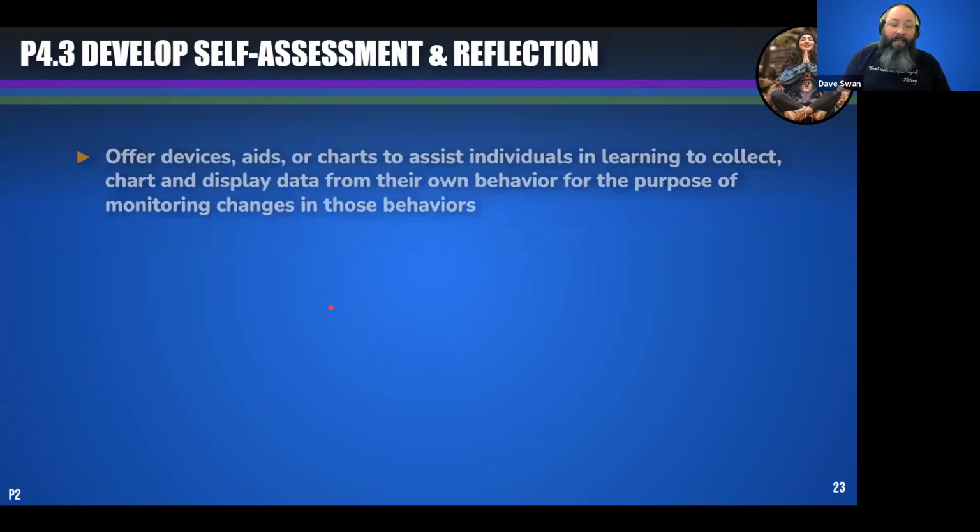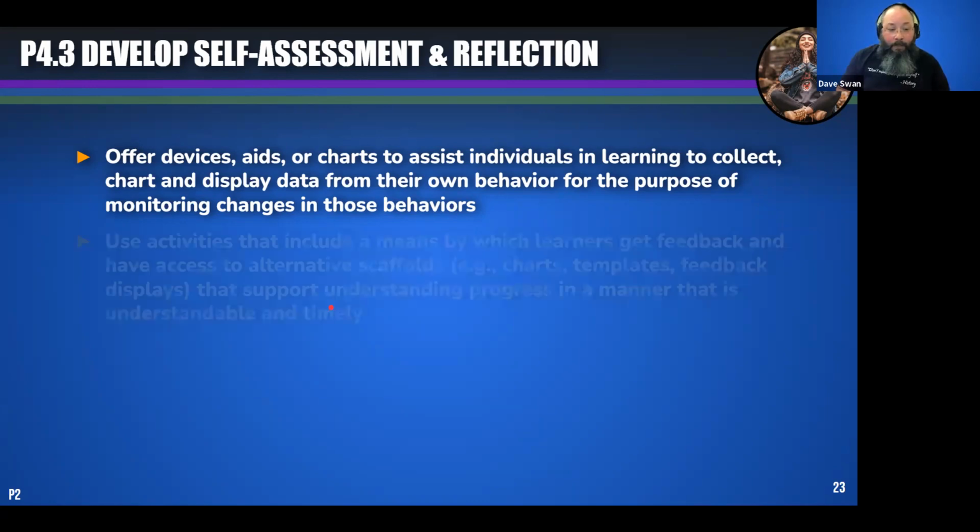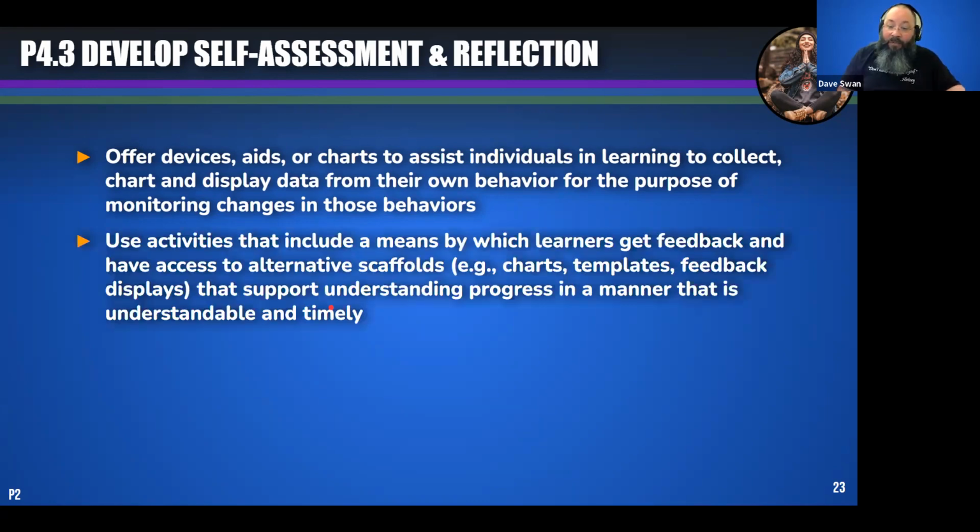And ways that this can be accomplished: offer devices, aids, or charts to assist individuals in learning to collect, chart, and display data from their own behavior for the purpose of monitoring changes in those behaviors. So again, self-regulation. So it's actually like they're kind of looking for evidence of their own behavior and be able to connect to that and be aware of that. Use activities that include a means by which learners get feedback and have access to alternative scaffolds. And this include some level of peer reflection or peer review, peer feedback.